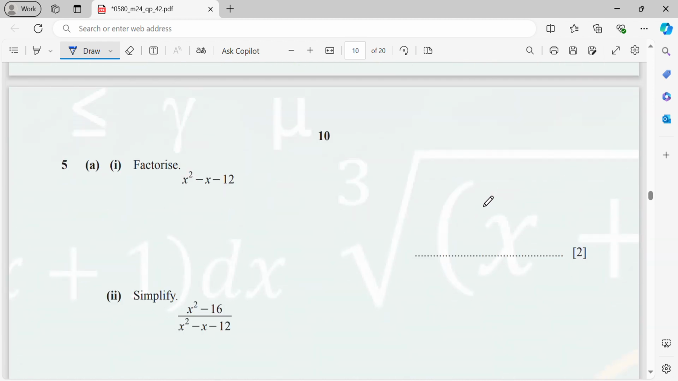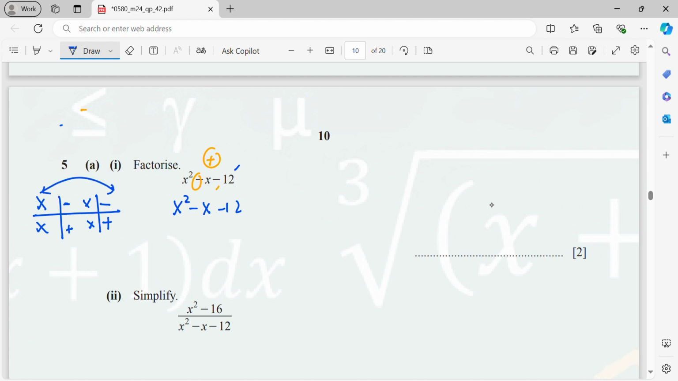Okay, now next question, number 5a, first part. Factorize the quadratic function x squared minus x minus 12. x times x is x squared. Now for the minus 12, minus times plus will be a minus, so I will have one minus and one plus. To get the difference, when you multiply, this is minus how many x, this is plus how many x, right?